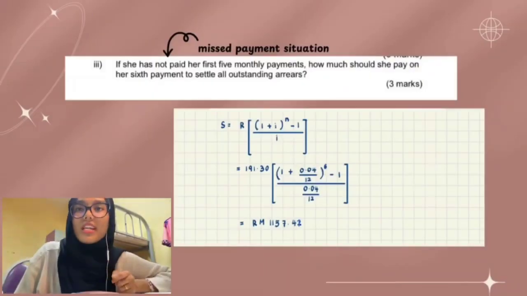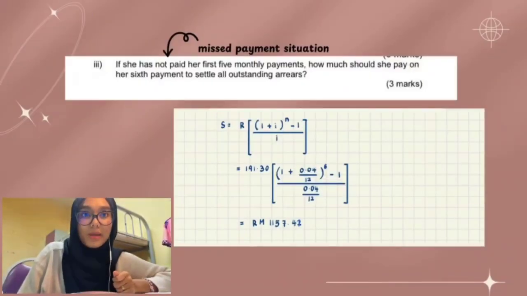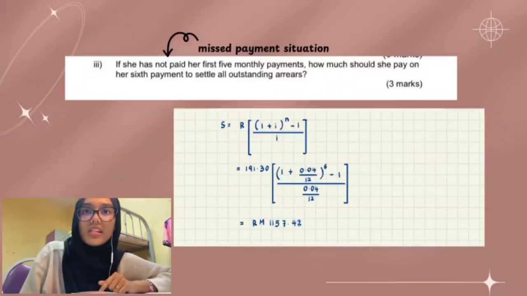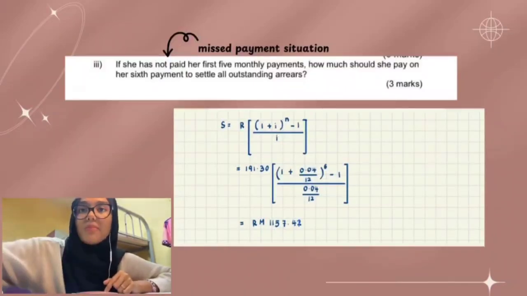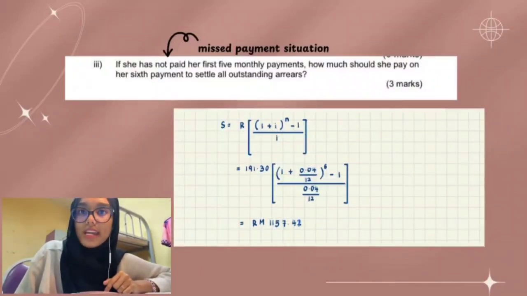For the last question, if she has not paid her first 5 monthly payments, how much should she pay on her 6th payment to settle all outstanding arrears? In this question, we can recognize that it is a missed payment situation. In a missed payment situation, we have to use the S formula, which is S equals R multiplied with 1 plus I power of n minus 1 and divide by I.